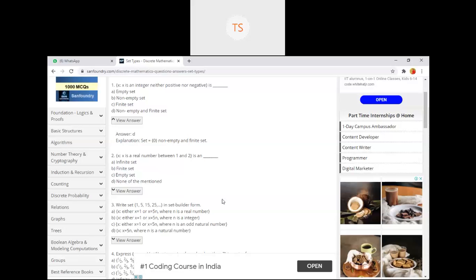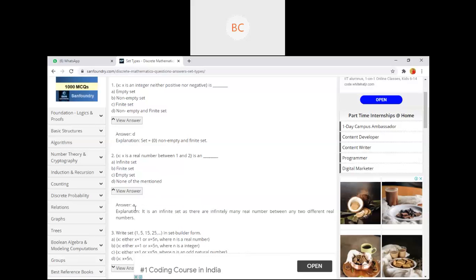So the set is an infinite set. Let's see our options. Yes, the correct option is option A. It is an infinite set as there are infinitely many real numbers between any two different real numbers. If you take two real numbers, you will get infinitely many real numbers between those particular real numbers. So it is an infinite set.